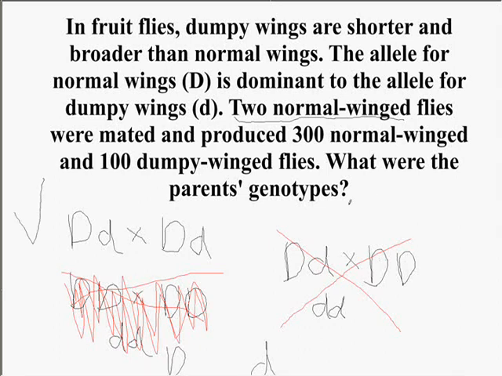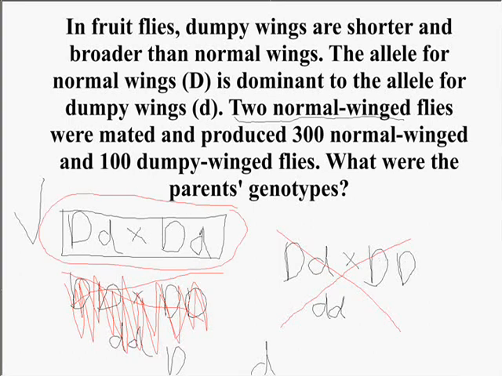So since it asked us what were the parents' genotypes, the parents' genotypes were both heterozygous, capital D, lowercase d. That was a good problem, so I'm going to circle the answer again. Now, why don't I circle it in green, too? That's like Christmas colors.